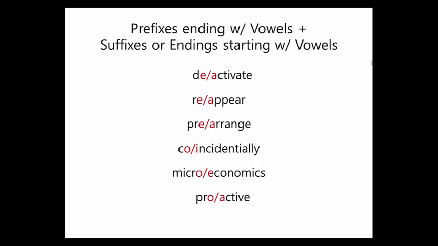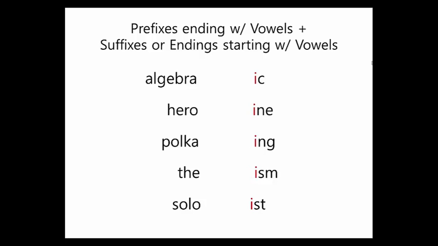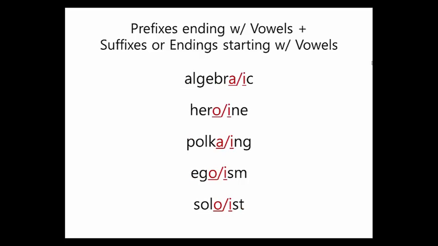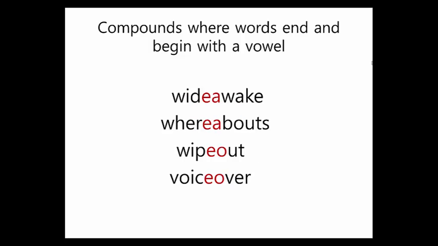But being able to recognize prefixes that end in a, e, or o can help. And there are also some words where suffixes that begin with vowels are added to words that end with vowels, and in this case, a knowledge of some suffixes will help as well. There are also some compound words where the first word ends with a vowel and the next word begins with one. In this case, an understanding of compound words can be helpful.